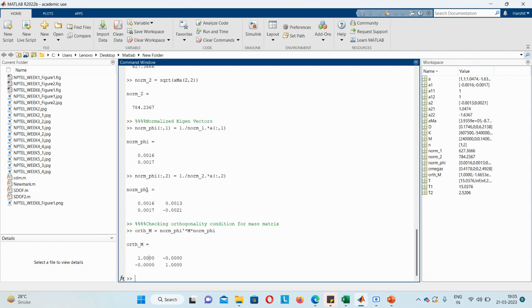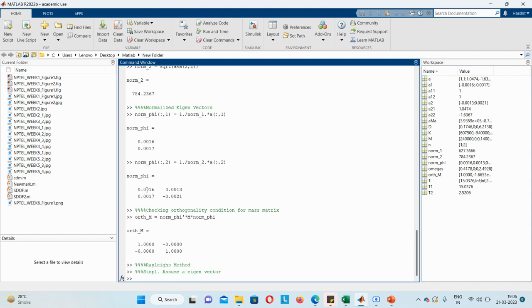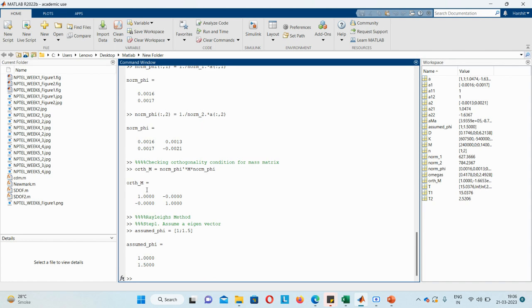Now the last thing is to see how to write the Rayleigh method, how to code for the Rayleigh method. So in this, step 1 is to assume a phi, assume an eigenvector. So let's assume the phi. Let us take it to be 1 and 1.5, as we did in the manual calculation. So we are assuming the deformation matrix as is, that is 1.5. Okay, so this is what we are assuming as a deformation matrix.